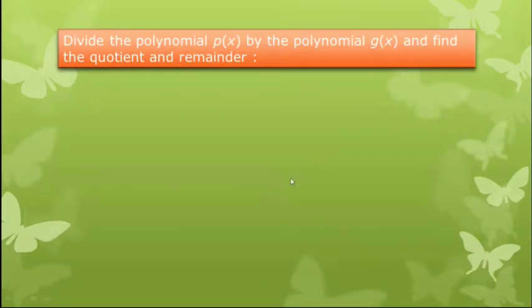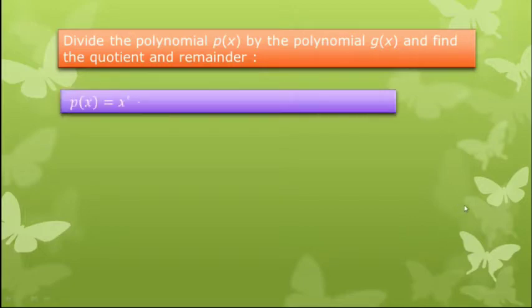Now we are going to divide the polynomial p(x) by the polynomial g(x) and find the quotient and remainder. Just see one example in front of you. It looks like the simple long division which you have already studied in class 9th. In the class 9th polynomial chapter, you already learned how to divide two given polynomials by the long division method. So here you can see p(x) is equal to x to power 4 minus 3x square plus 4x plus 5, and g(x) is equal to x square plus 1 minus x is given to you.